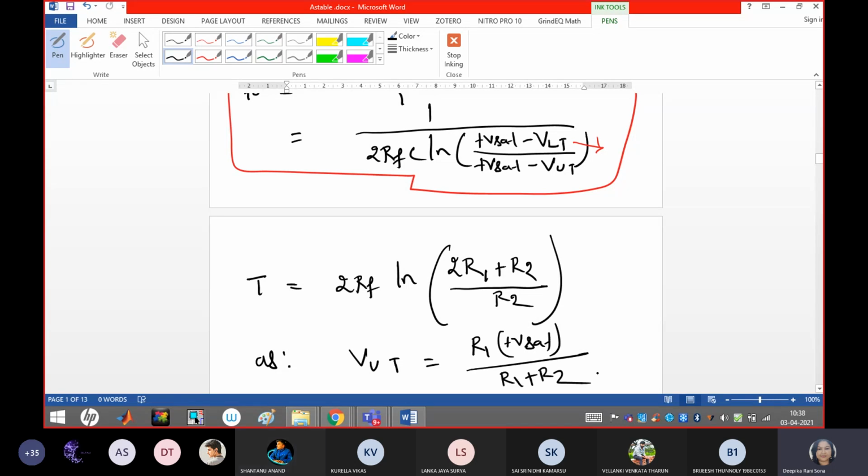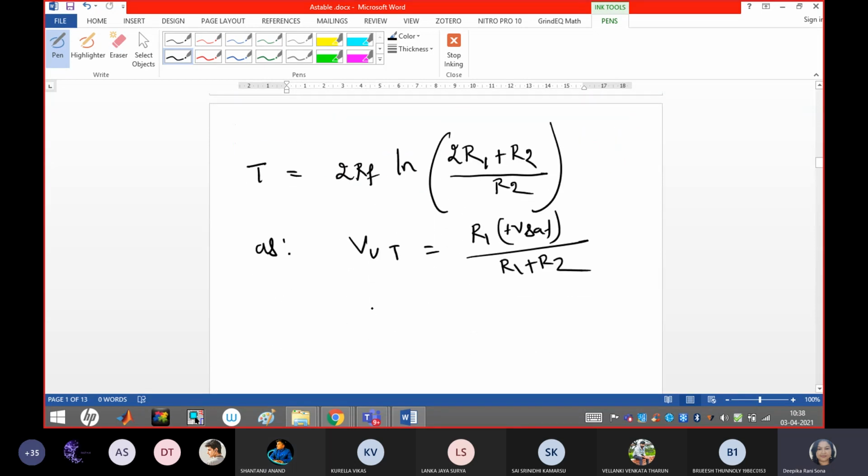Similarly, we know that VLT equal to R1 into minus V set whole divided by R1 plus R2. That's all. By substituting the value of UT and LT in the previous equation of T, we can calculate T as this, and what is F naught? 1 by time period. So 1 by 2 RFC. That's all. This is the representation of your time period, and you can take the inverse of the time period to get the frequency of oscillation.